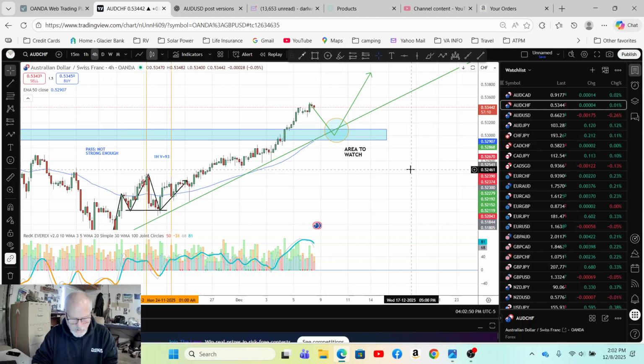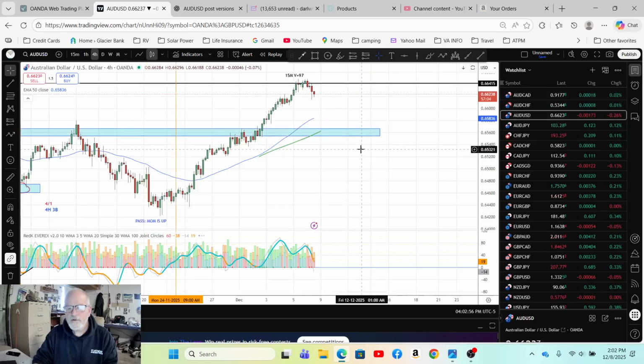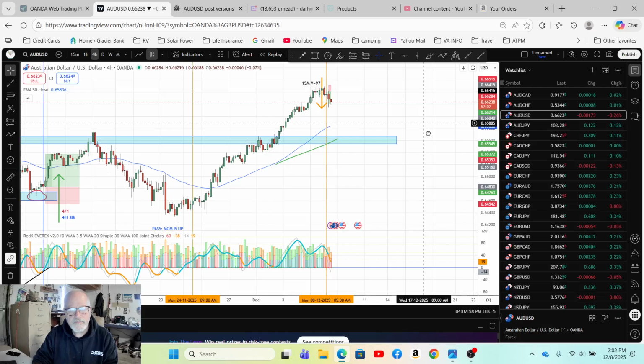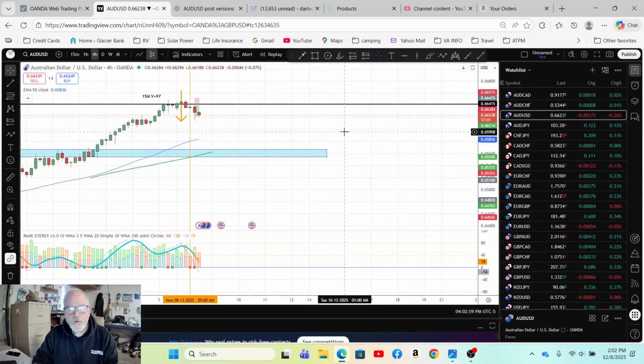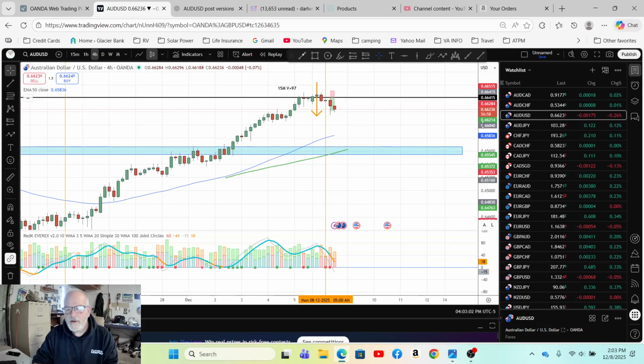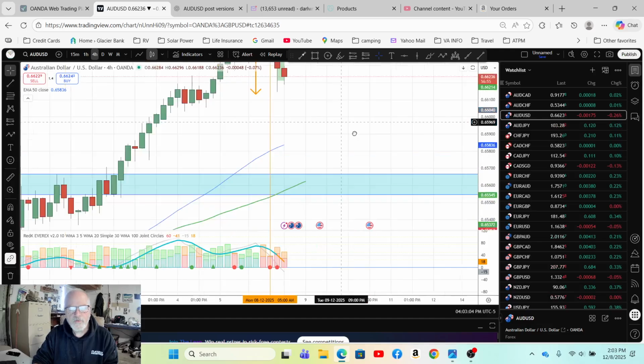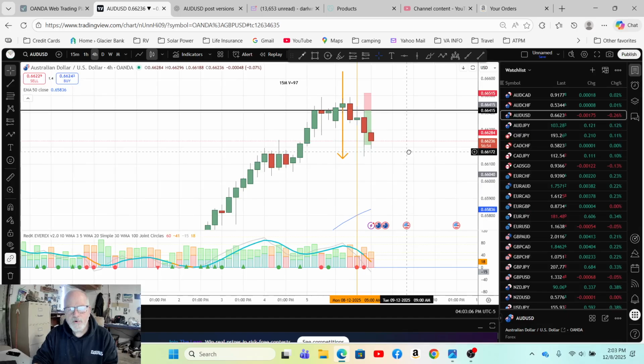So here's one that I missed this morning. This is a limit order that I placed and missed, and that's the Australian dollar to the US dollar. That was a quick hit, man. Let me show it to you here real quick. I did put a limit order in on this. My limit order was right here, right at this black line.